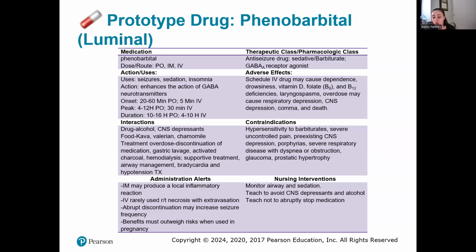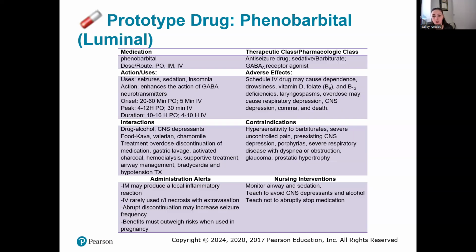We always know you do not mix alcohol or CNS depressants with other CNS depressants, right? No kava, valerian, or chamomile either. So the thing we talked about before is that it can cause tolerance, right? You can have dependence, but you can also have tolerance.